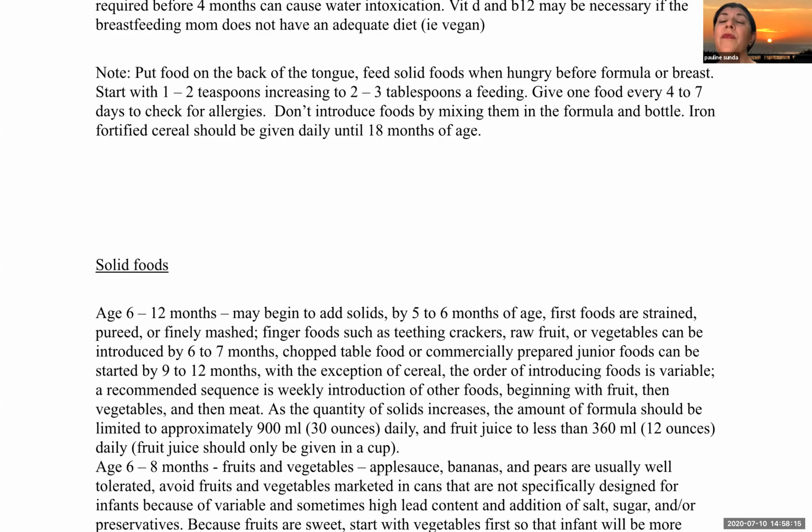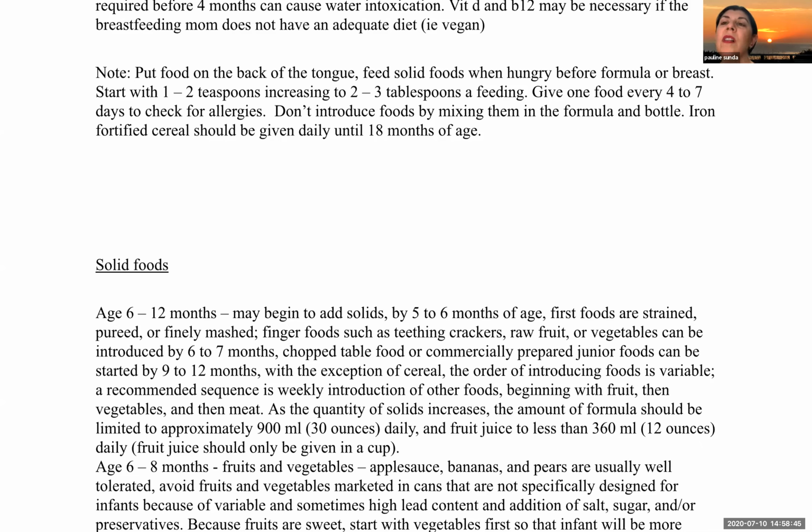Also, you will put the food on the back of their tongue because we don't want them to spit it out. Typically, we start with 1 to 2 teaspoons, increasing to 2 to 3 tablespoons of feeding. You want to give one food every 4 to 7 days to check for allergies. Do not introduce foods by mixing them in the formula or the bottle. We want them to learn to enjoy the taste and the texture of the food. Iron fortified cereal should be given daily until 18 months of age.